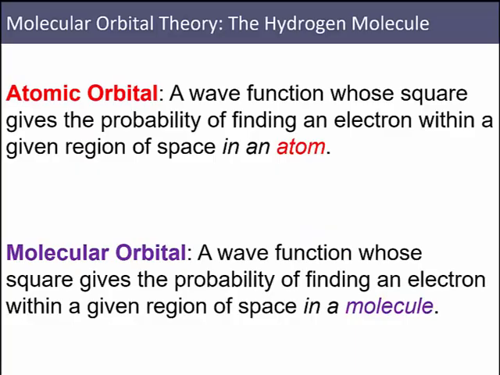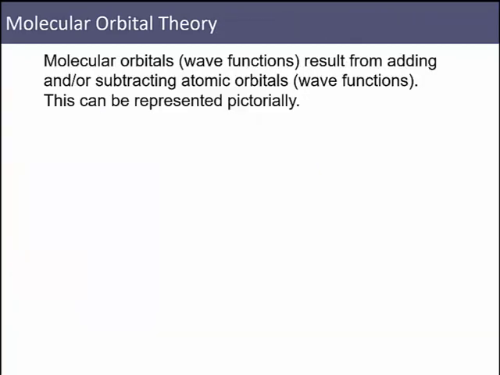Our atomic orbitals were a wave function whose square gives the probability of finding an electron within a given region of space in an atom. And our molecular orbital is a wave function whose square gives the probability of finding an electron within a given region of space in a molecule. So our molecular orbitals are wave functions resulting from adding or subtracting atomic orbitals or wave functions. And we can represent this pictorially. So if we have 2 hydrogens, this one's coming in with a 1s electron, and this guy's coming in with a 1s electron.